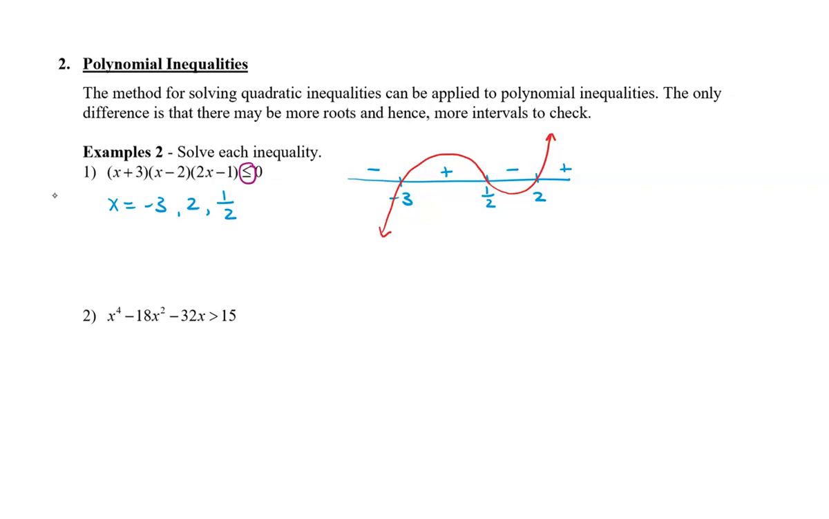So where is it negative? According to our graph, this would be x is less than or equal to -3, and also between 1/2 and 2. And notice I used the inequality with the equal sign because the question has the equal part. And this would be my solution.